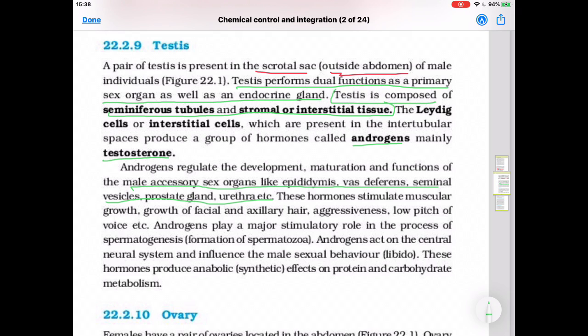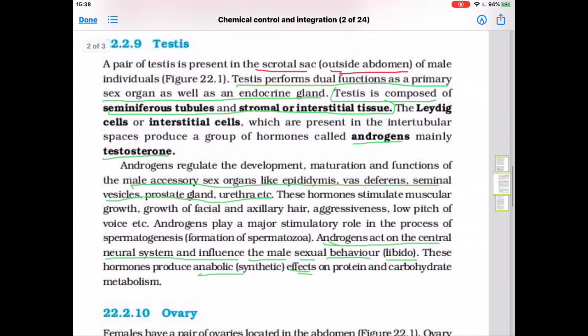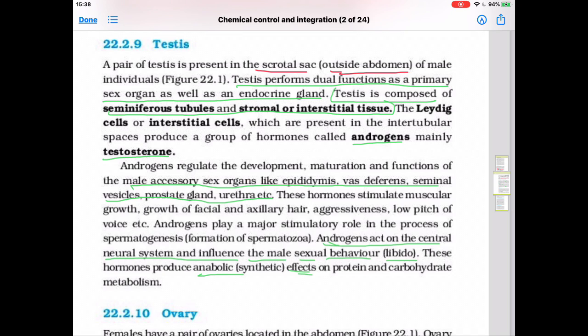Androgens play a major stimulatory role in the process of spermatogenesis, which is the formation of sperm. Androgens act on central nervous system and influence the male sexual behavior, that is known as libido. Libido means sexual desire. These hormones produce anabolic effects. What is anabolic? When small molecules combine to form bigger molecules, that is known as anabolic process. Opposite to this is catabolic, when bigger molecules break into smaller molecules. In the anabolic process, they produce proteins and carbohydrates.